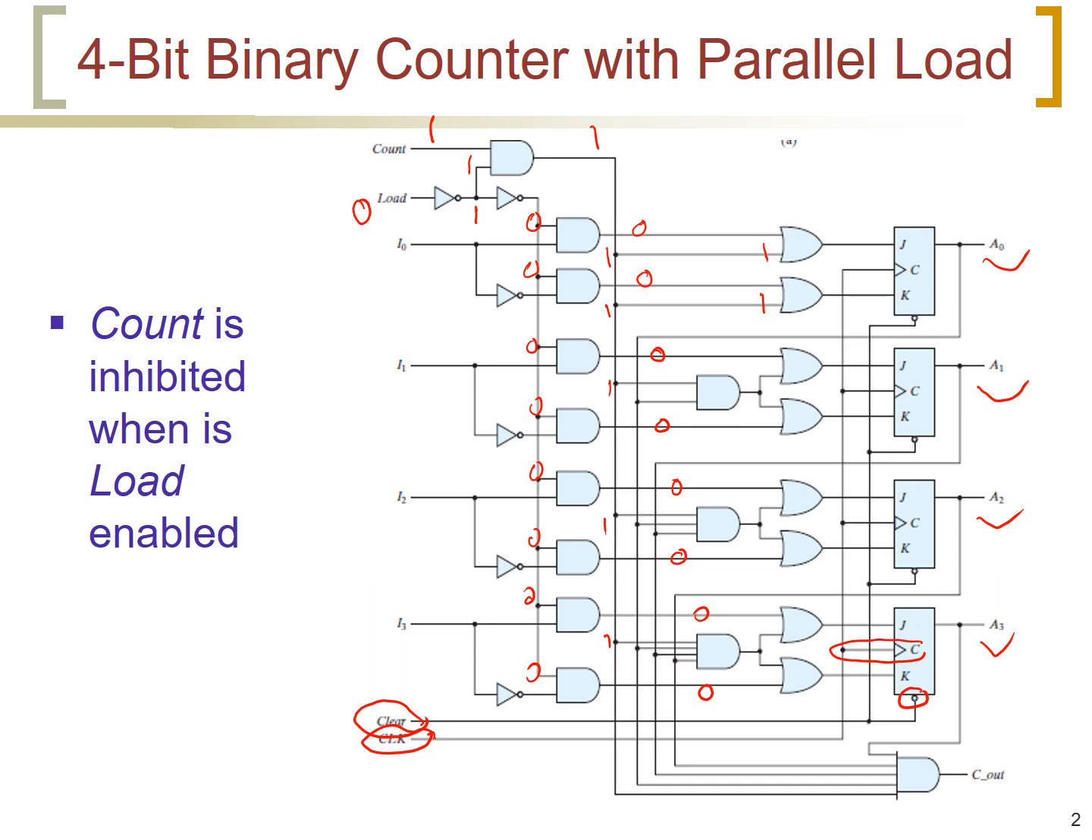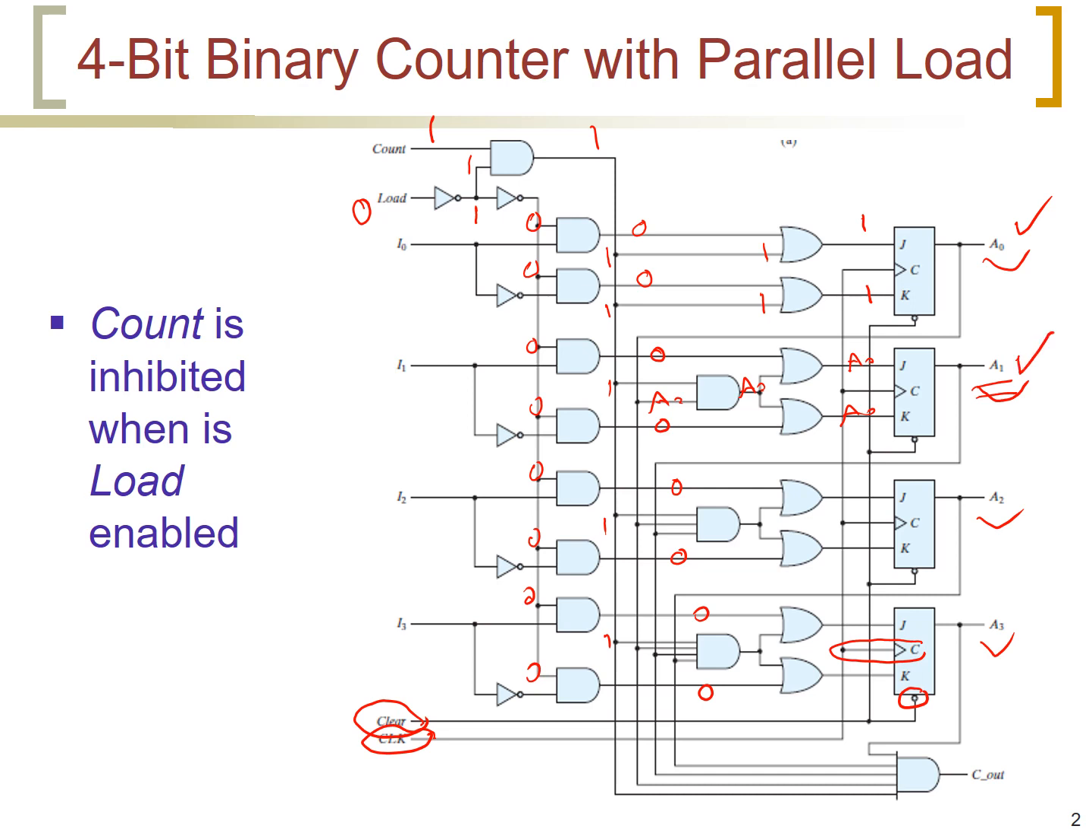And for the first flip-flop, J and K will always be 1s, and therefore A0 will complement at every clock pulse. Now, for A1, J and K of A1 will be the count, which is 1, ANDed with A0. Therefore, this will be A0 and A0. So this will complement every time A0 is 1.